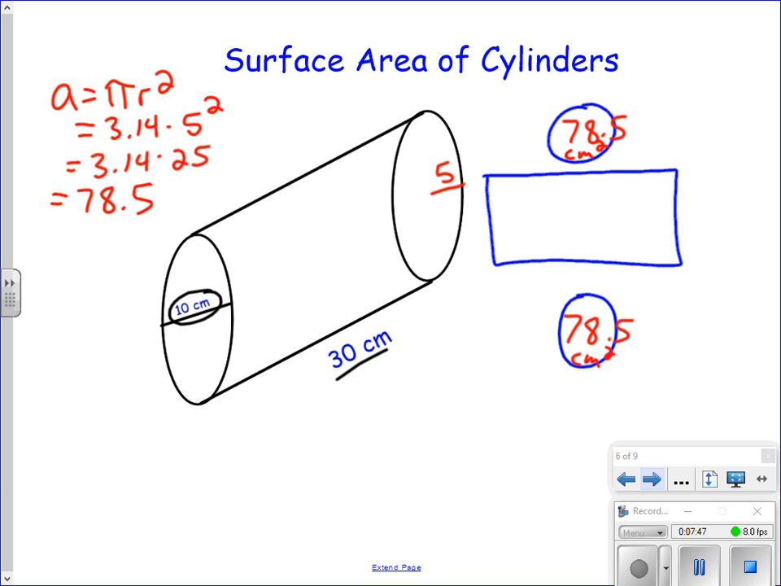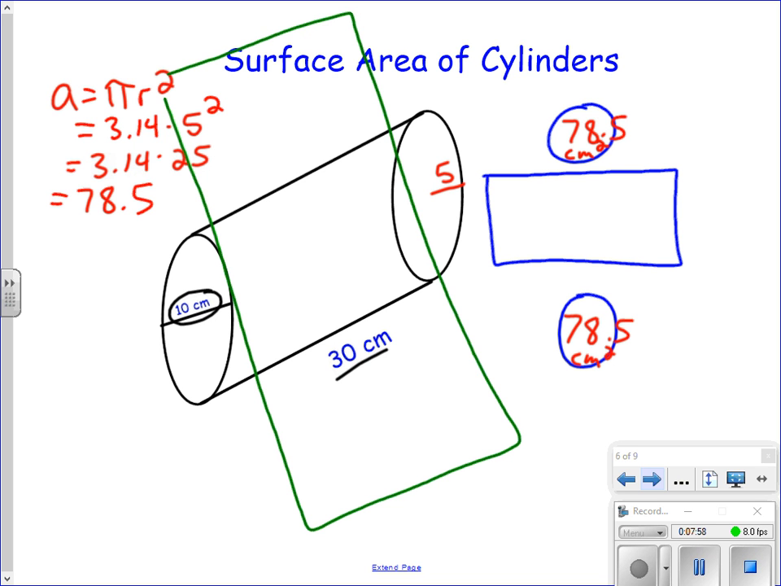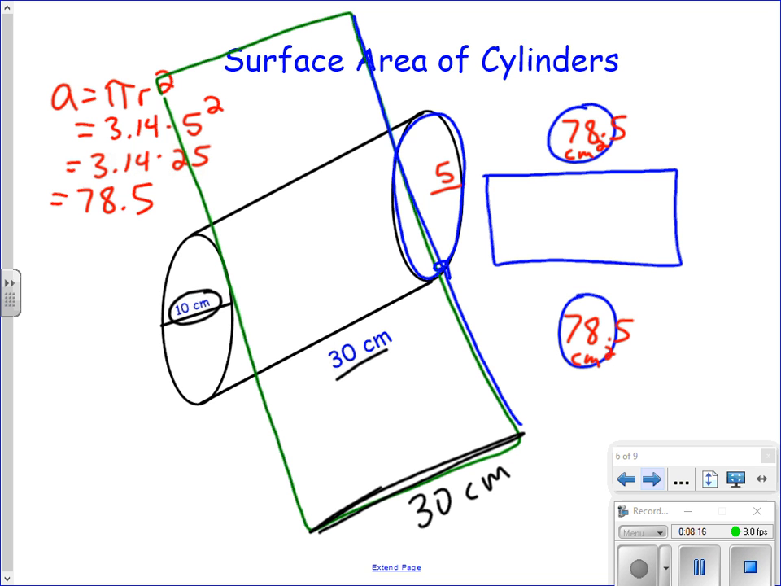Again, the hard part is to find the area of this rectangle that's rolled up. Now, if you unrolled this rectangle, it kind of would go in this direction. And it has, in this case, a width of 30 centimeters. And to find this length, right, this distance here, I would need to find the distance around the circle. To find the distance around the circle, it's pi times the diameter. And remember right here, the diameter is 10.